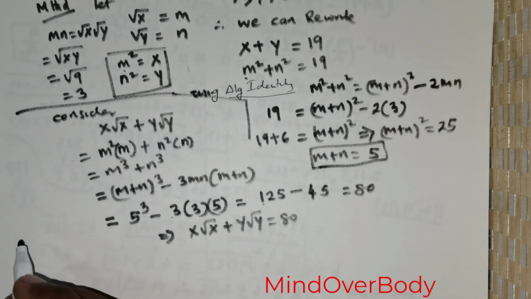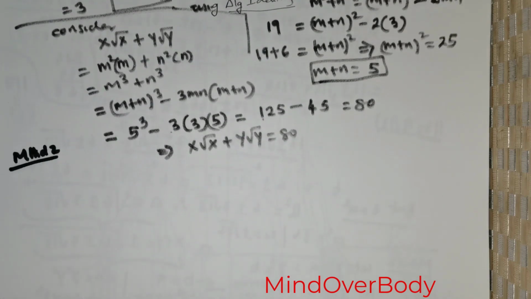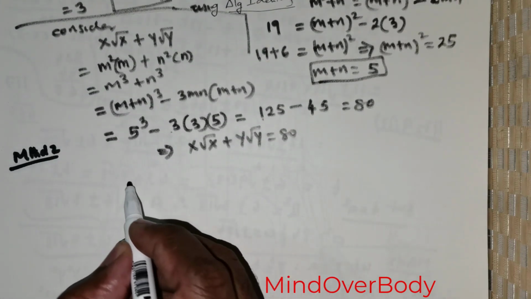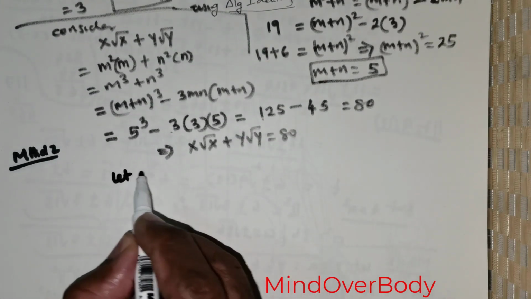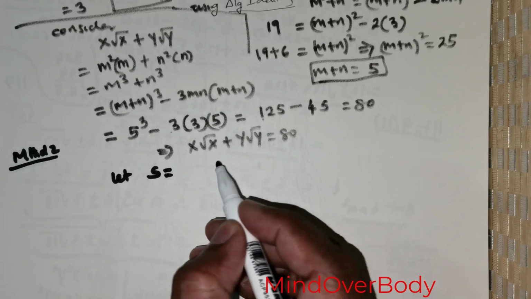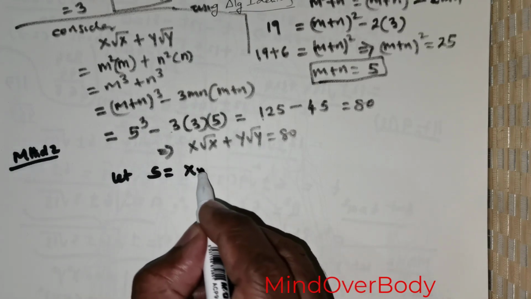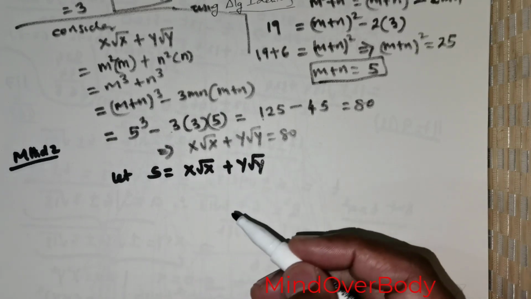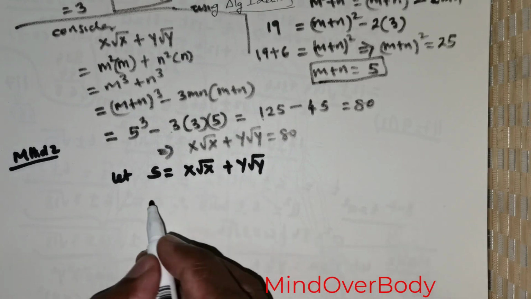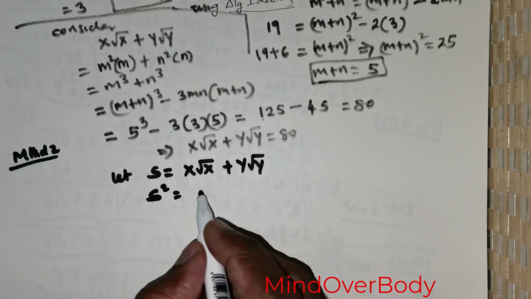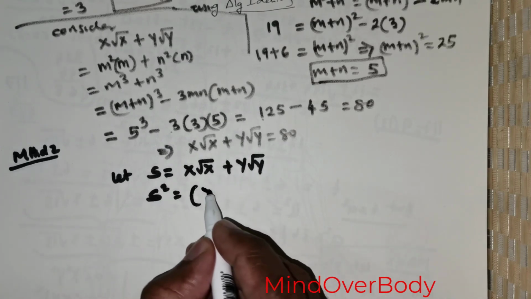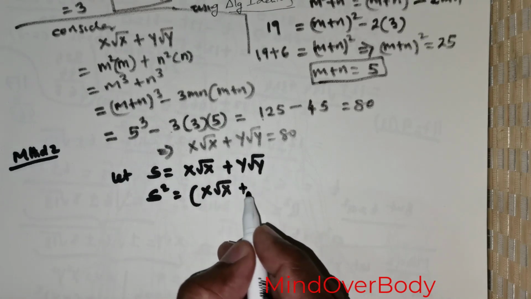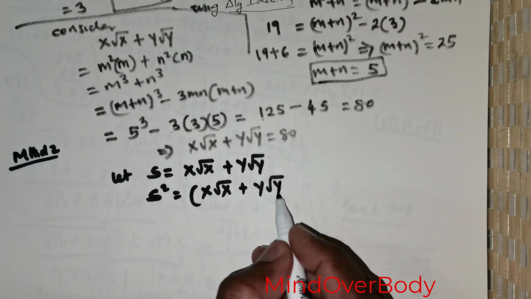So students, now let's move on to do the method 2. So now what I'm going to do is I'm going to be considering let s to be equal to x times root of x positive y times root of y. Now squaring both sides, we would get s squared is equal to x times root of x positive y times root of y raised to the power 2.